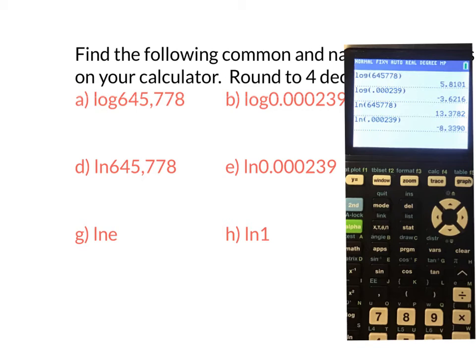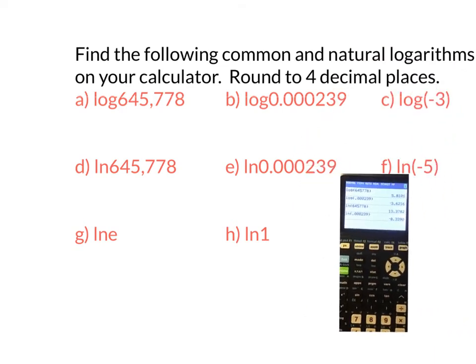Oh, should have said this too. Common log means base 10. So notice, those first 3 up here did not have a base written. If you don't see a base, that's called a common log, which is base 10. Also the second, the D through H problems, there's also no base. If you see a natural log, it's always base e.